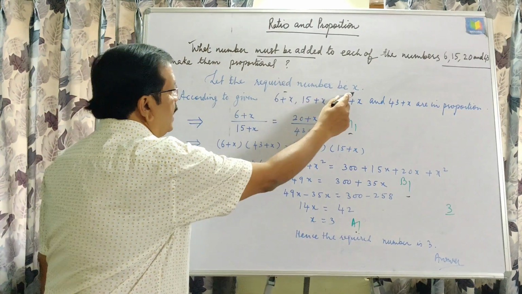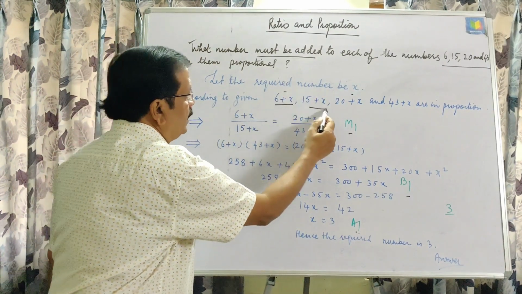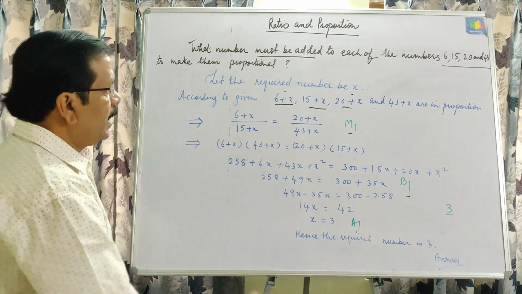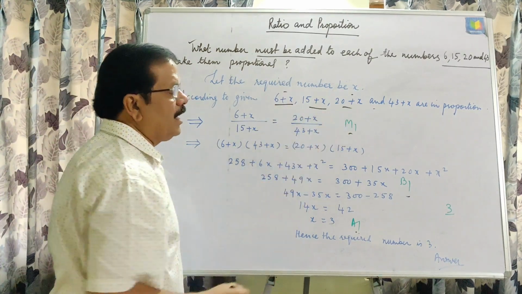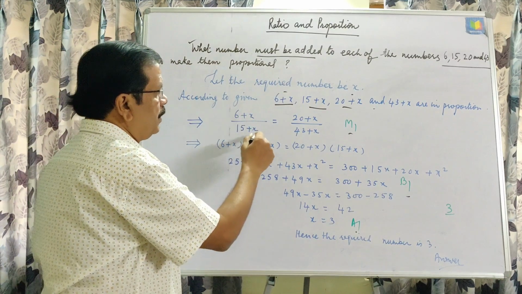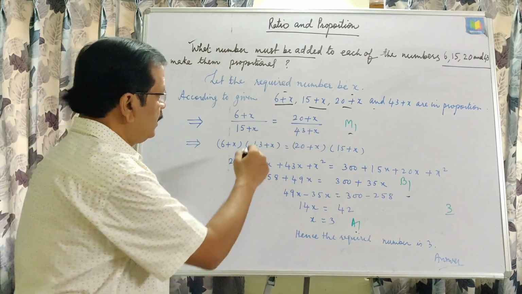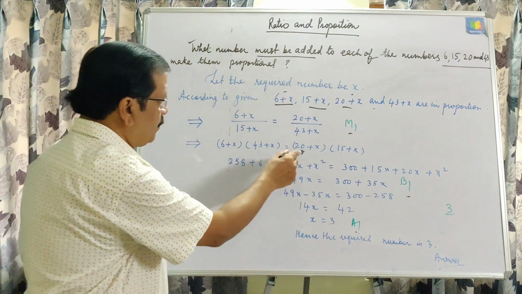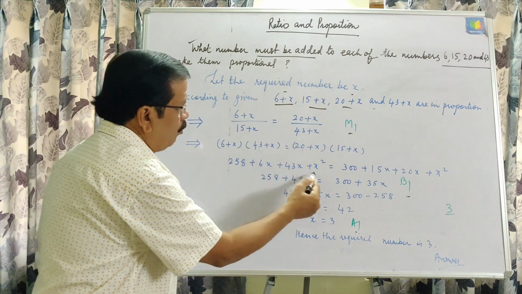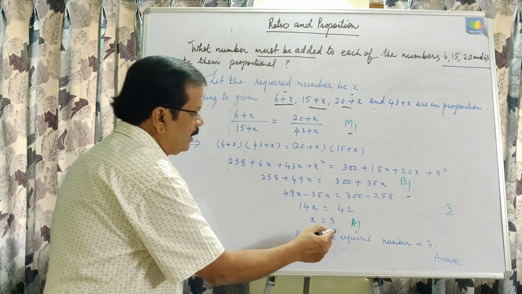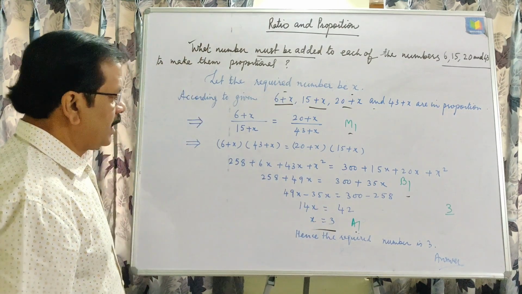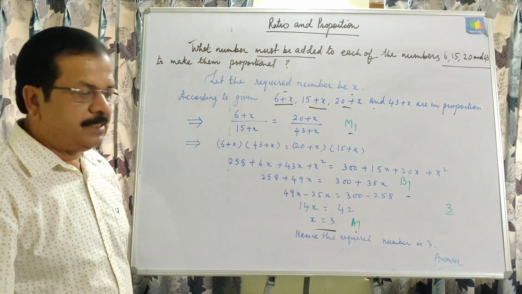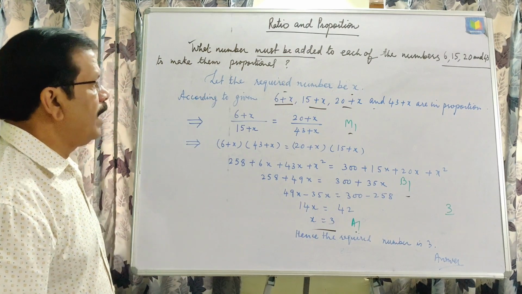Here, let x be added. Then after adding, you can write that these are in proportion. We just studied that if A, B, C, D are in proportion, then A upon B is equal to C upon D. That is, product of means is equal to product of extremes. Then by cross multiplication and opening the brackets, we get the value of x, transposing the variable to the left and the constant to the right. We get x is equal to 3. This is the required number.